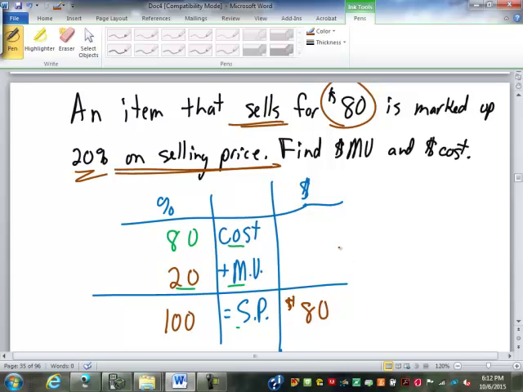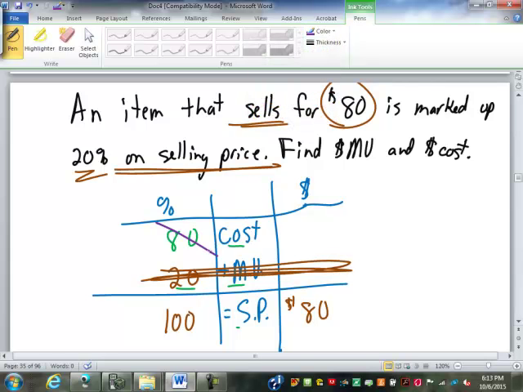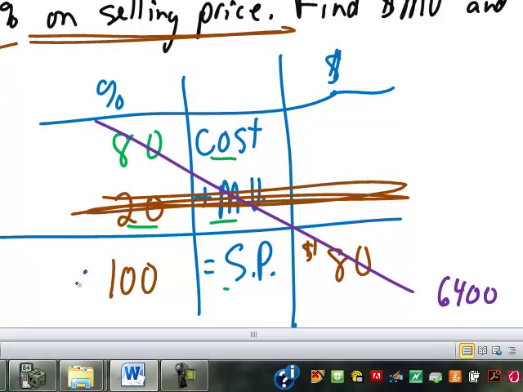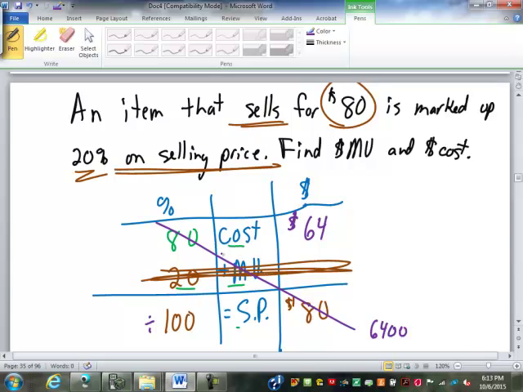Now I can pick whether I want to find the cost first or the markup first. Really doesn't matter. I'm going to find the cost first. So I'm going to ignore this row. Now remember, I'm going to erase that and I'm going to use it again in just a second. And I'm going to cross multiply 80 times 80, 6,400. I'm going to divide by the 100. Gives me that the cost is $64.